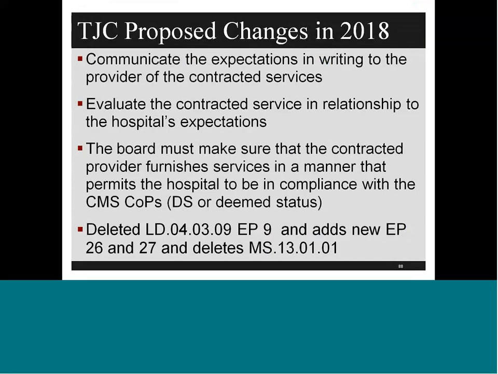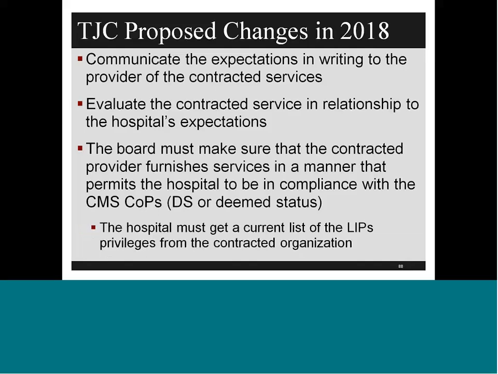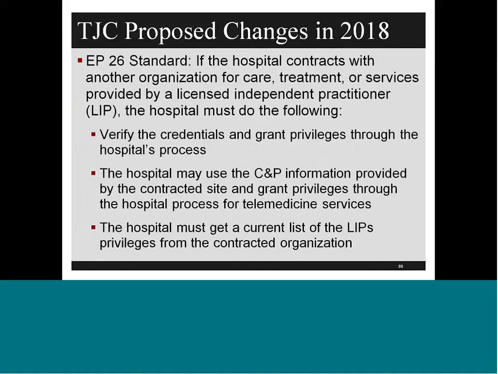So these are all current provisions. It's just that they would reword them. And we see a trend to where they would consolidate and get rid of a lot of elements of performance. They would also delete EP number 9. Actually, they did delete EP number 9. They said that was in the proposed ones, but if you look in the July ones that came out, they already did it. And then they're actually going to add a new EP 26 and 27 and delete the medical staff 1301-01. So again, you would verify credentials, grant privileges, again, use that information.